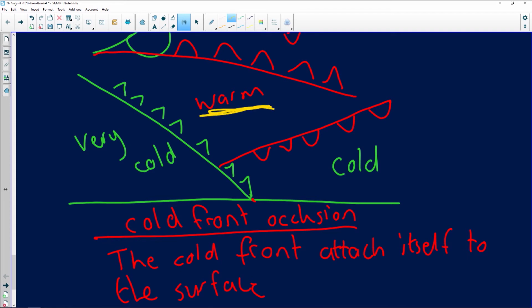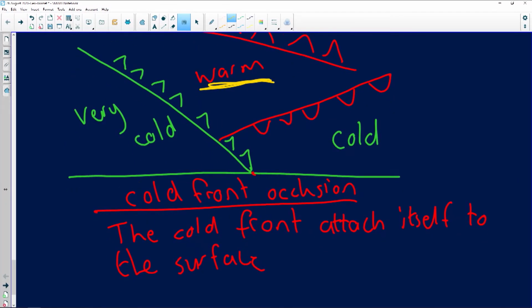Now, the air behind the cold front is colder than the air in front of the warm front. So basically what happens, think of this scenario. When you jump into the swimming pool, where do you find the coldest water? To the surface. Okay. Now, if I can just use the explanation over here.